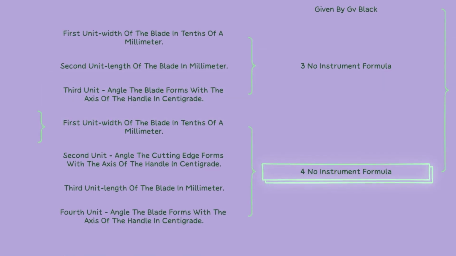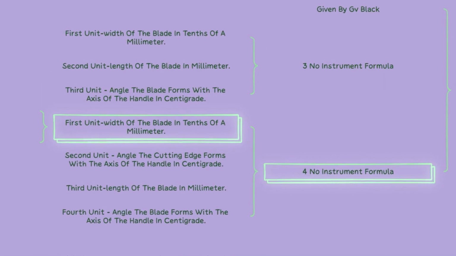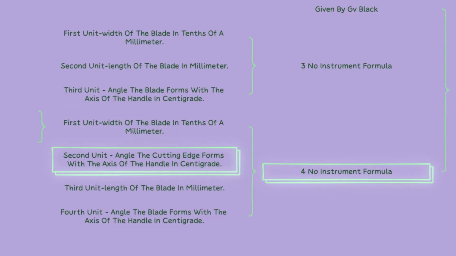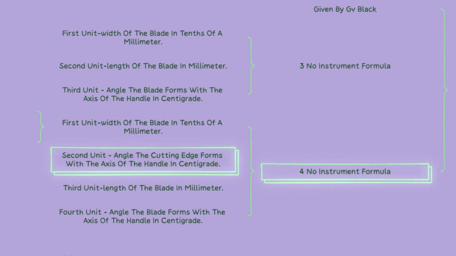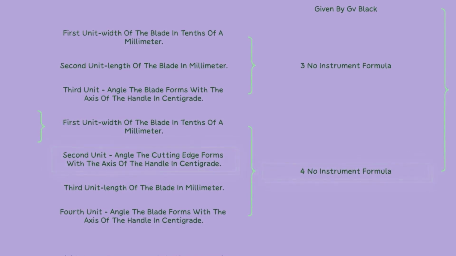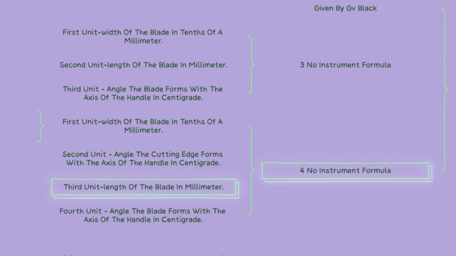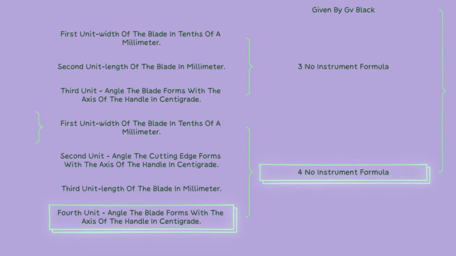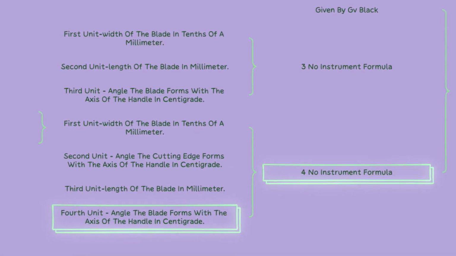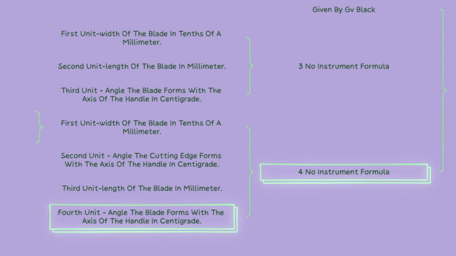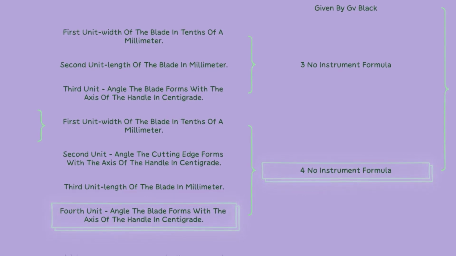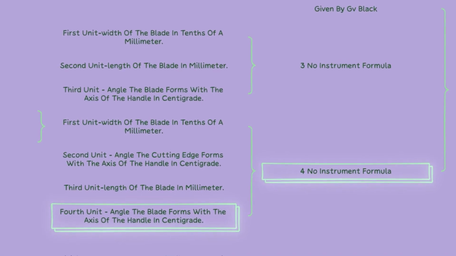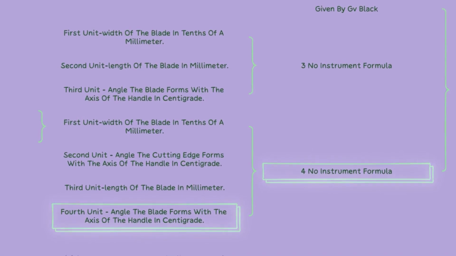Coming to the 4-number instrument formula. The first number denotes the width of the blade in tenths of millimeters. The second number denotes the angle of the cutting edge to the shaft, measured in hundredths of a circle, centigrades. The third number denotes the length of the blade in millimeters, and the fourth number denotes the angle of the blade in relation to the shaft, measured in hundredths of a circle, which is centigrades. For example, the gingival marginal trimmer and the angle former have a 4-number formula.